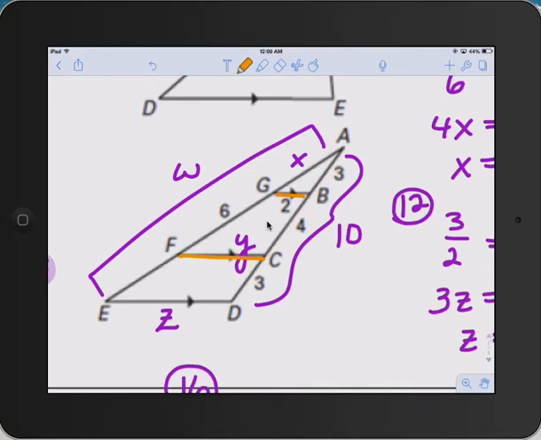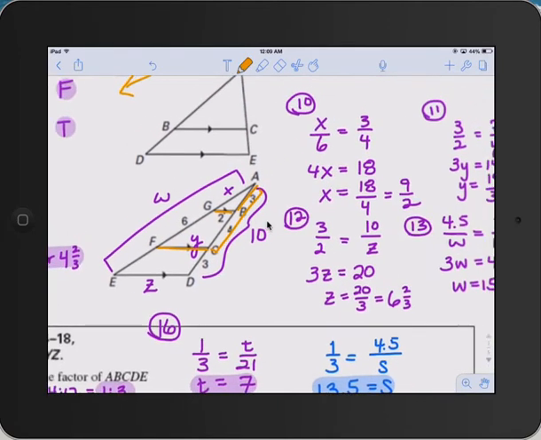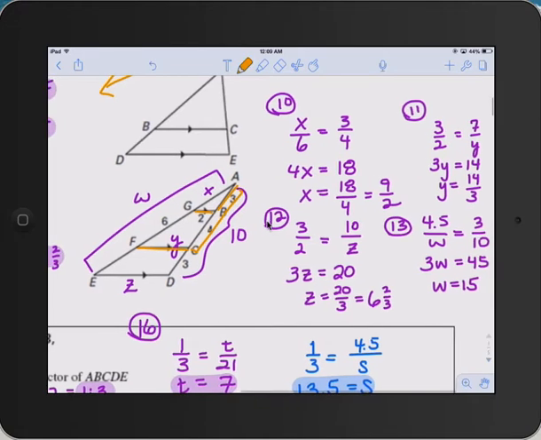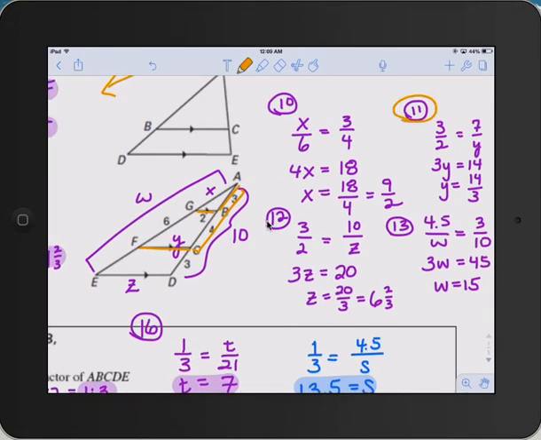So the bottom of the little triangle to the bottom of the bigger triangle is equal to the side of the little triangle to this side of the bigger, the medium-sized triangle. Okay, so that would be like number 11 over here. 3 is to 2 as 7 is to y. So you want to make sure you're not using the 4. Make sure you're using the 7.